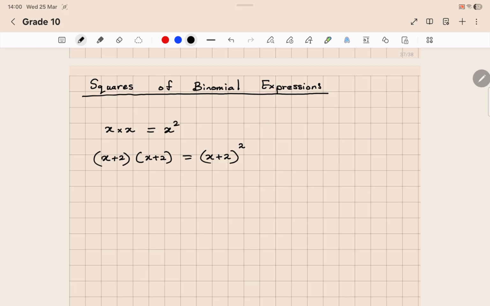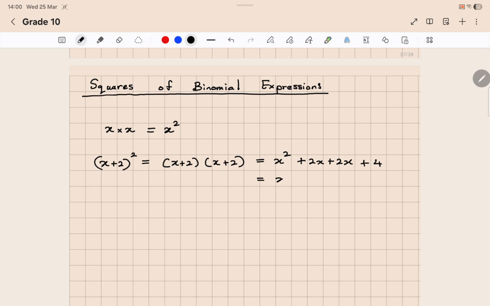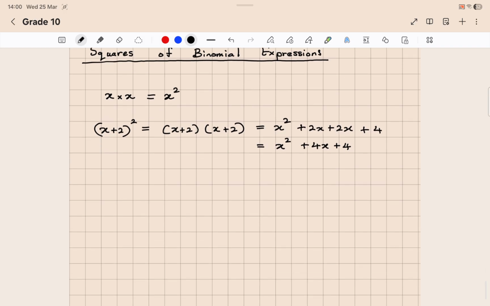So this one we can do it using our normal method. X plus 2 squared means x plus 2 times x plus 2. So you get what? X squared plus 2x plus 2x plus 4. So x squared plus 4x plus 4. Right. So that is the normal way of expanding brackets, right?